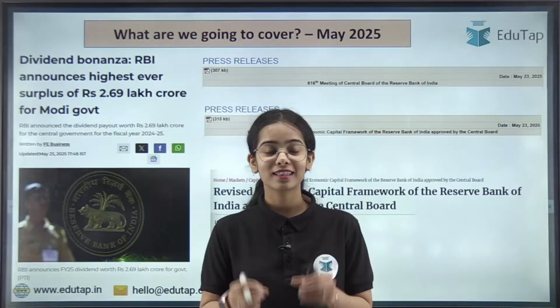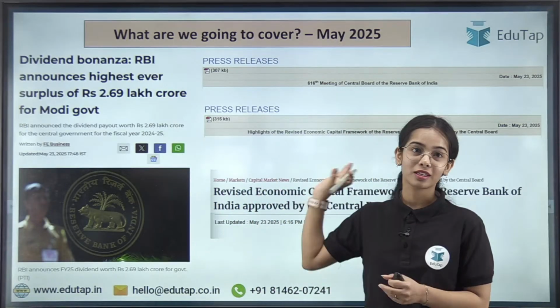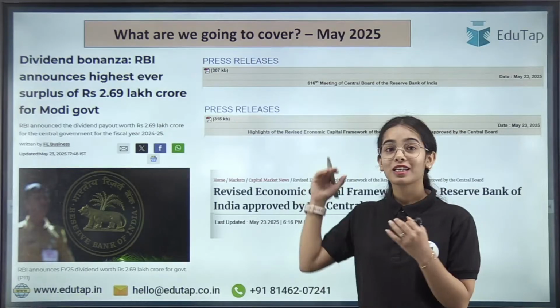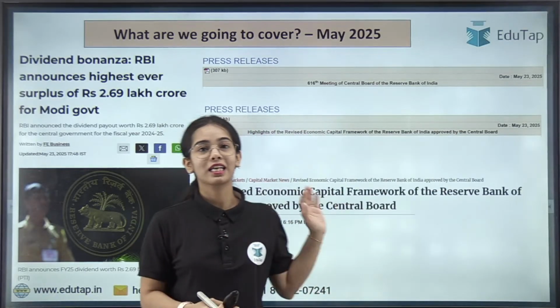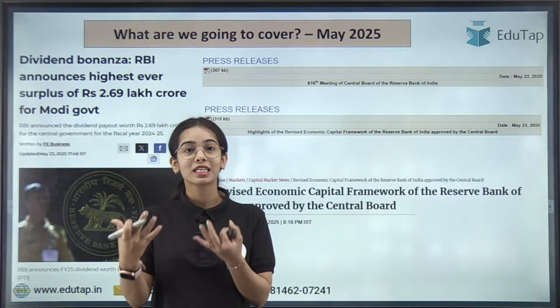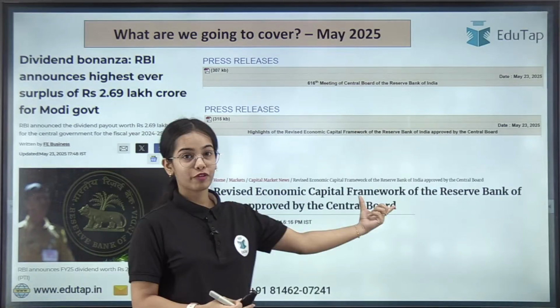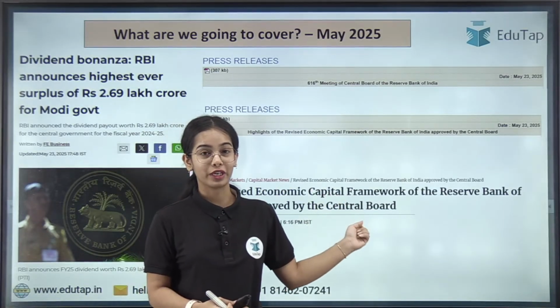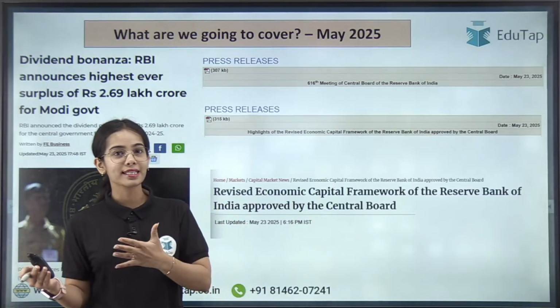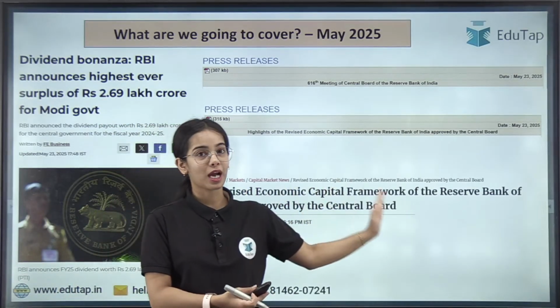And this session, I can truly say it is very important for your coming regulatory body examinations. This is regarding the revised economic capital framework. RBI has taken a huge step and has done the revision in the economic capital framework. That is a very important framework of the Reserve Bank of India, and I think you will recognize it with the name of the Bimal Jalan Committee, which gave the recommendation about the economic capital framework.